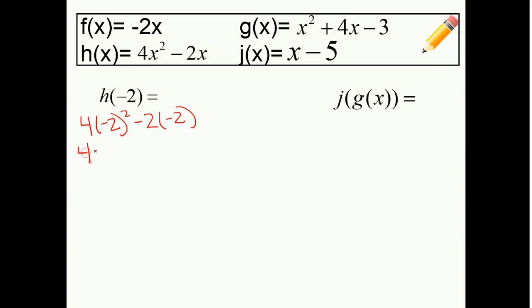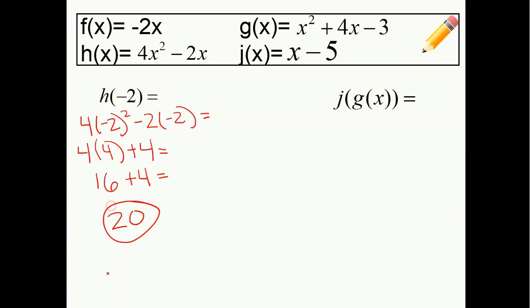So I'm going to have 4 times, what's negative 2 squared? Negative 2 times negative 2, that's 4. And then negative 2 times negative 2, that's a positive 4, right? So 4 times 4, that is 16 plus 4. And 16 plus 4, well, that's 20. So I know h of negative 2 is equal to 20.